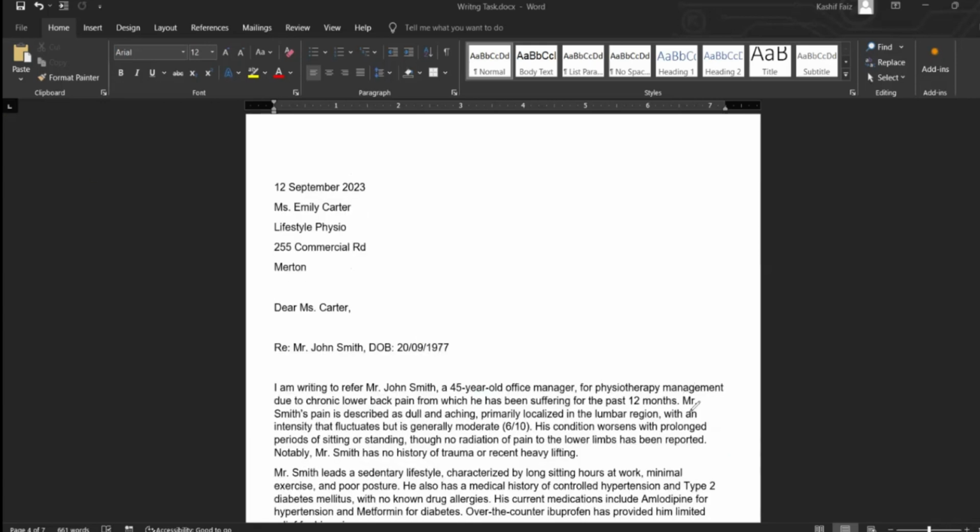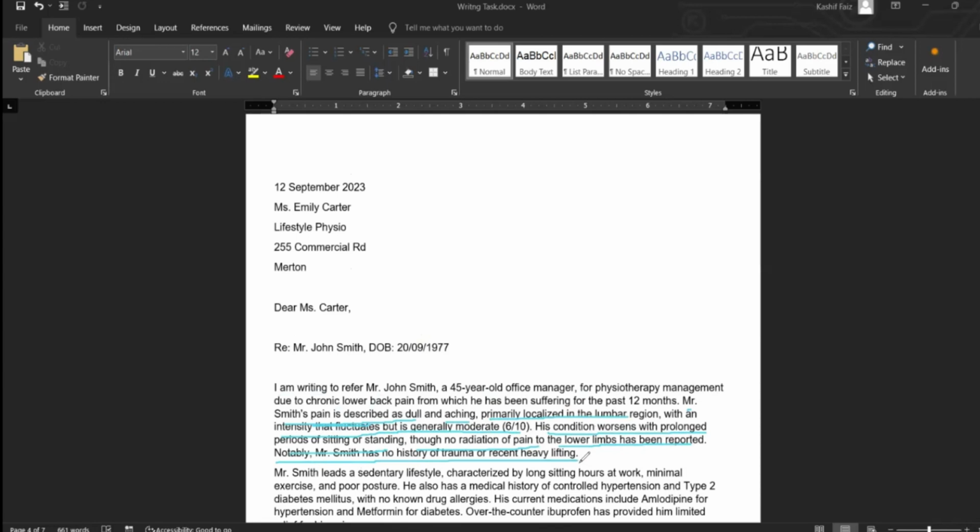what you will say: Mr. Smith's pain is described as dull and aching, primarily localized in the lumbar region with an intensity that fluctuates but is generally moderate. His condition worsens with prolonged sitting and standing, though no radiation of pain to the lower limbs has been reported. Notably, Mr. Smith has no history of trauma or heavy lifting.